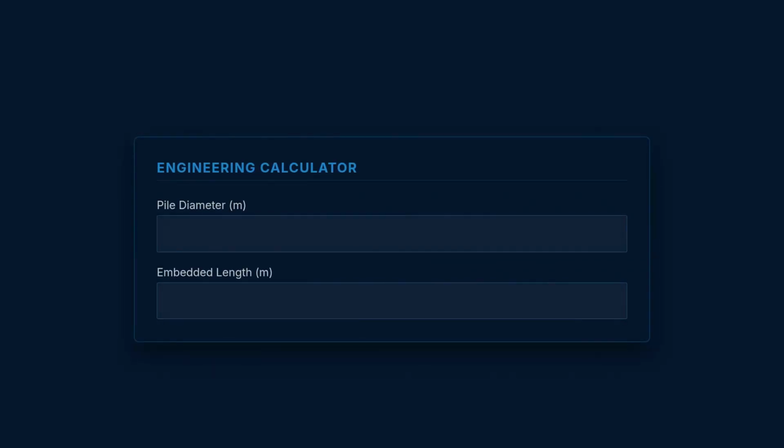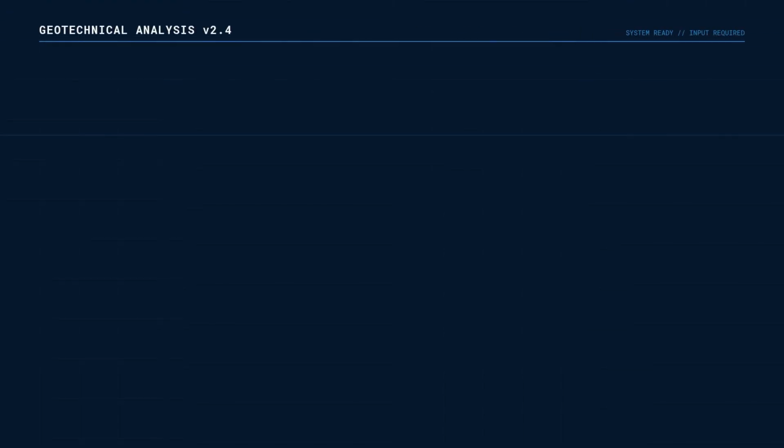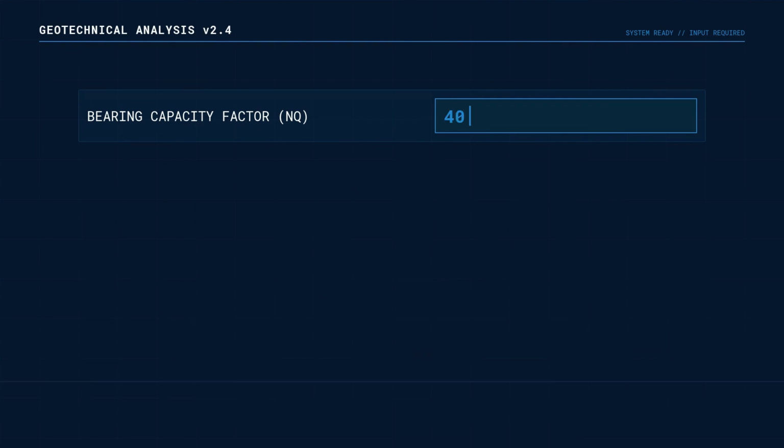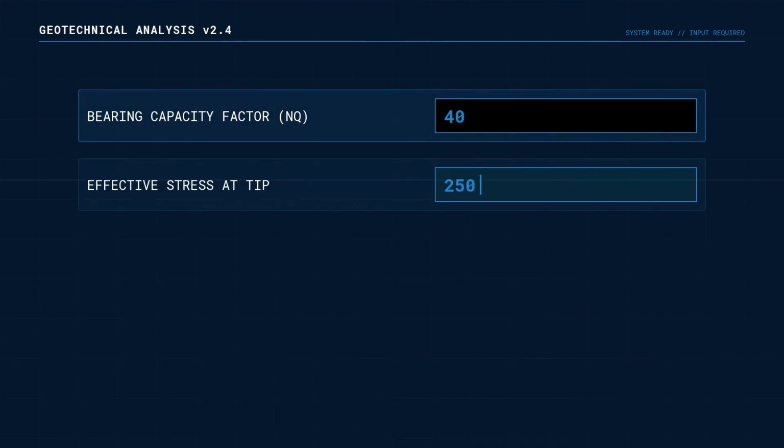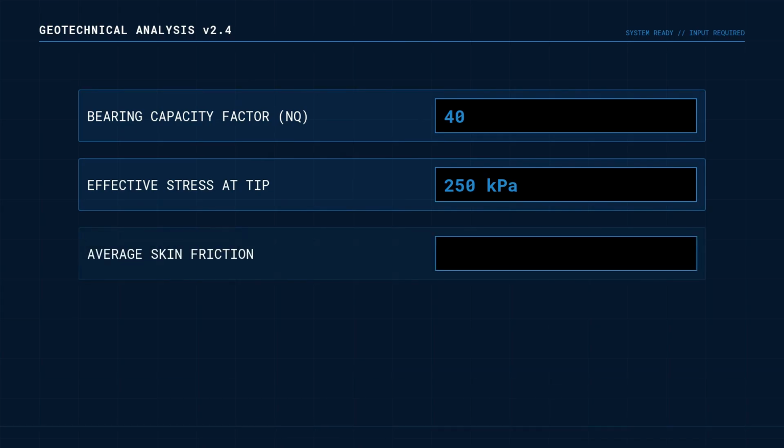Enter your pile diameter in meters. Here I'm using 0.40. Input the embedded length. I'll use 15 meters. Set your bearing capacity factor NQ at 40 and the effective stress at tip at 250 kilopascals. Finally, input the average skin friction at 45 kilopascals.